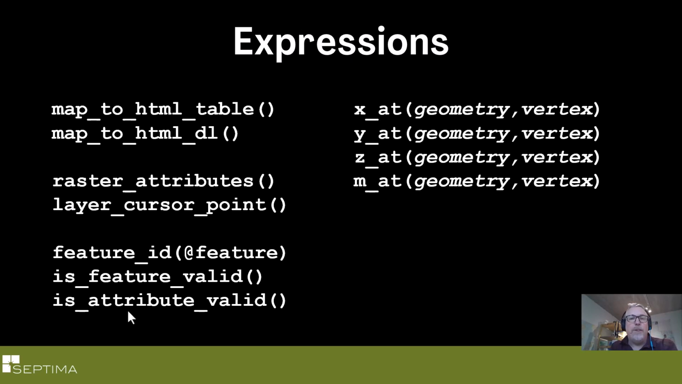There were several expressions introduced at 3.30. I'll be showing a use case for map to HTML table, and that will include the raster attributes function, which is new and is associated with some exciting new functions with 3.30. There's feature ID, which returns the feature ID, and there are also two related functions, is feature valid and is attribute valid, that you can use to test validity of features or attributes, if you've had constraints against those. And then the series xAt, yAt, zAt, mAt replace the old $xAt series of variables and functions. So these are what's new in expressions.